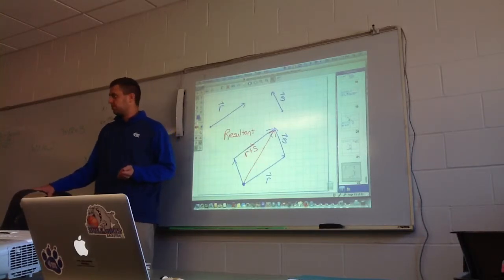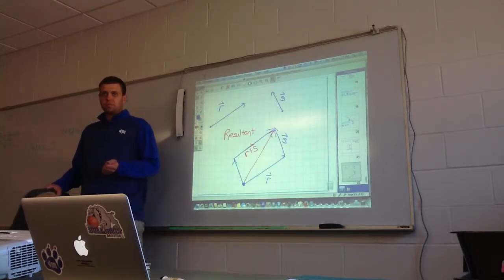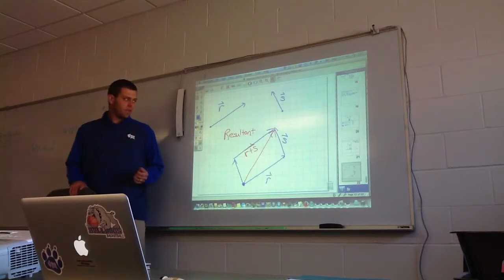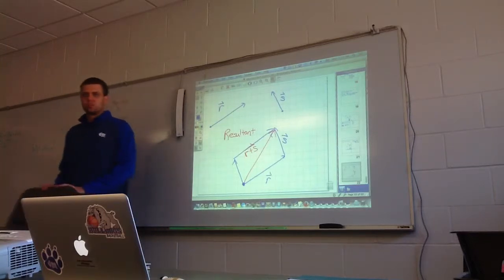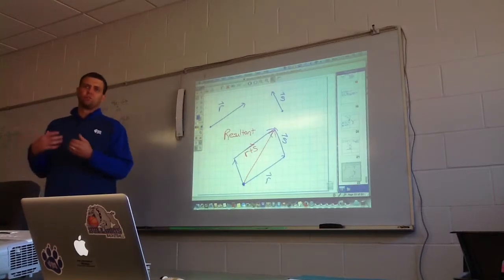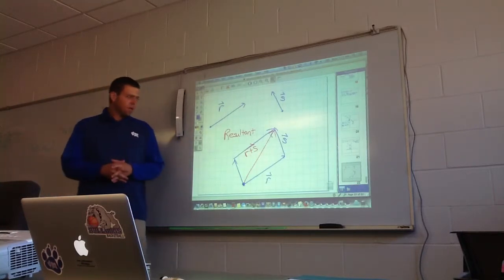Does that make sense? Do you guys follow that? Okay, so that's the whole idea of a resultant. A resultant is what would happen if those two forces acted at the same time.